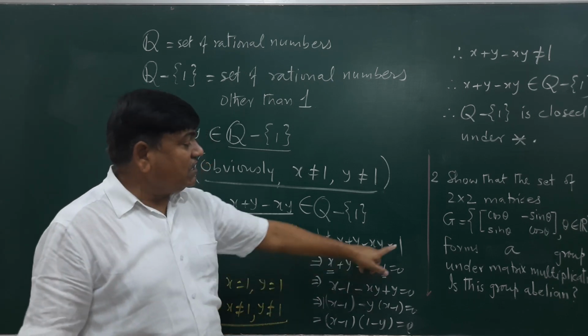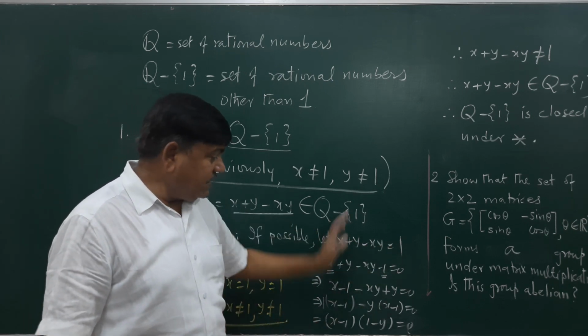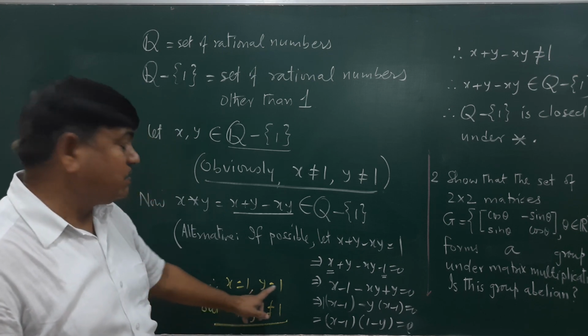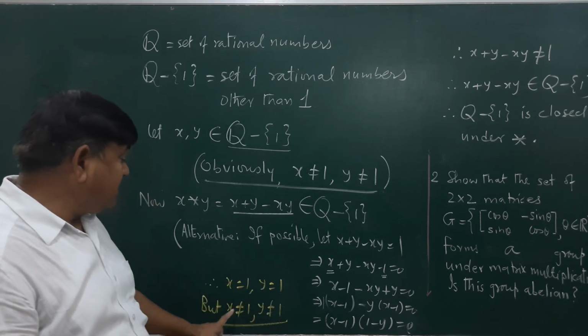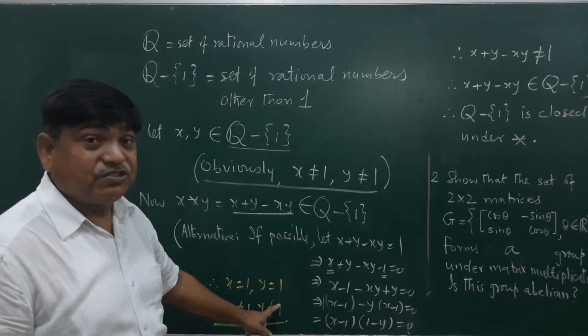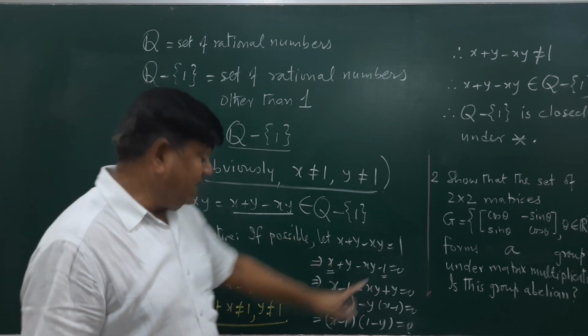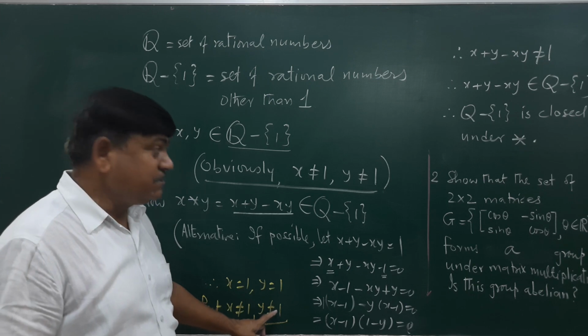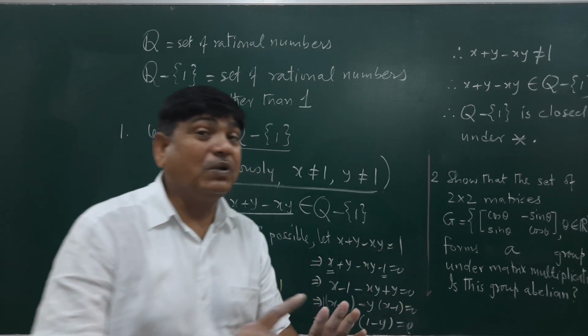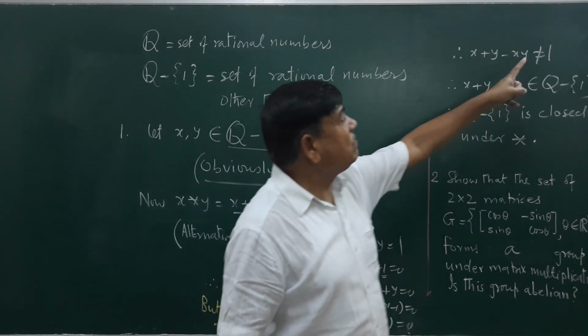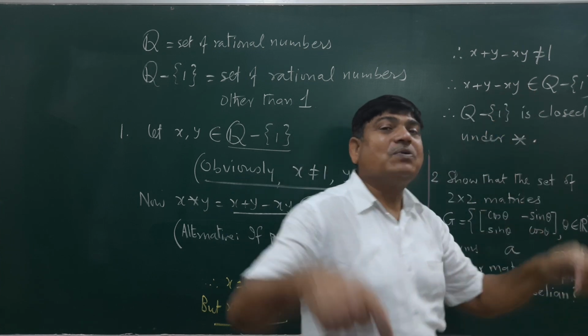मान लिया कि ये 1 के इक्वल है. यदि ऐसा करता हूं तो मेरा आंसर आता है x1 और y1 होता है. लेकिन कंडीशन क्या है कि x is not equals to 1, y is not equals to 1. मीन्स ये कब आएगा? जब ये हो. इसका मतलब ये 1 के इक्वल नहीं होगा. जब ये 1 के इक्वल नहीं होगा, इसका मतलब ये इसका मेंबर होगा.